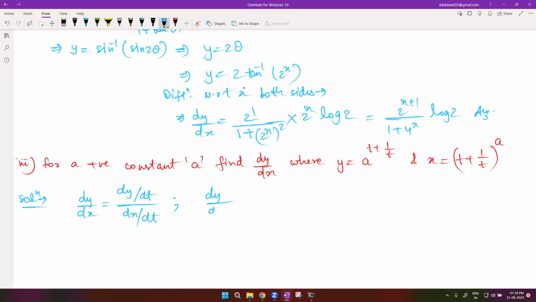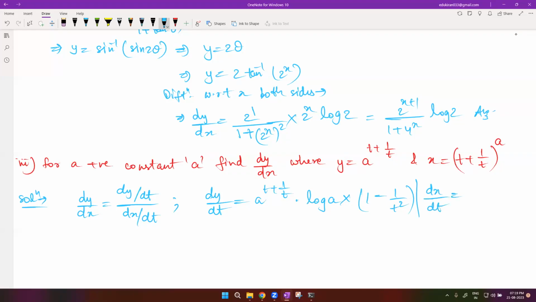So dy by dt, first start with this. This is an exponential function, so dy by dt would be a to the power (t plus 1 upon t), same, then log a, right? But this is not exactly exponential, we also have to apply chain rule because this is t plus 1 upon t. So let's now differentiate t plus 1 upon t. The derivative of t is 1, and of 1 upon t is minus 1 upon t square. Right?